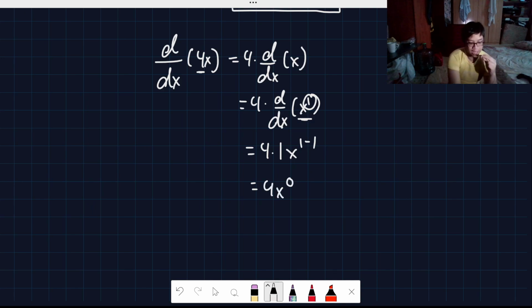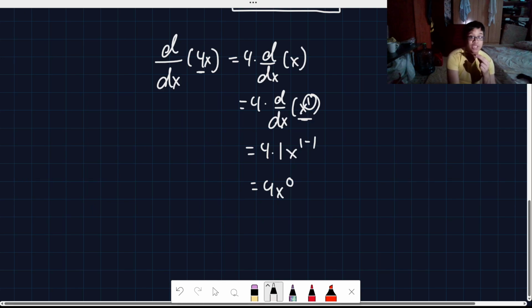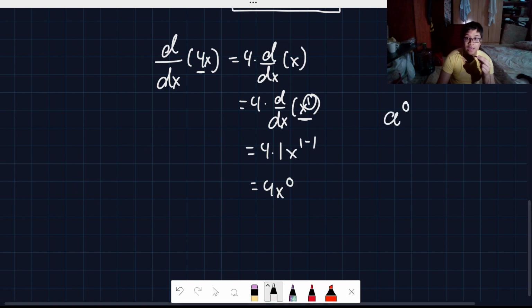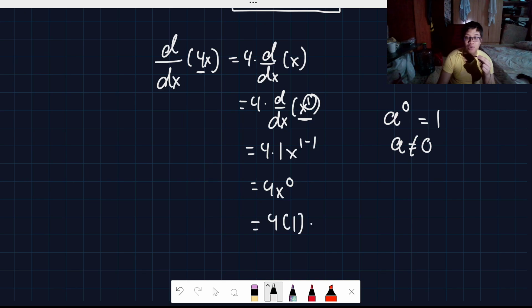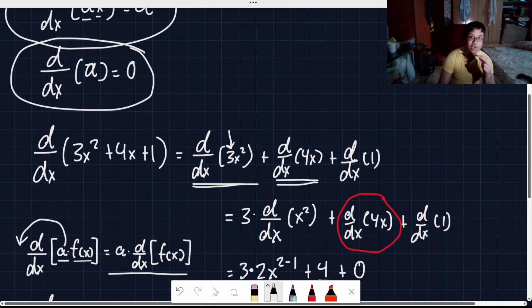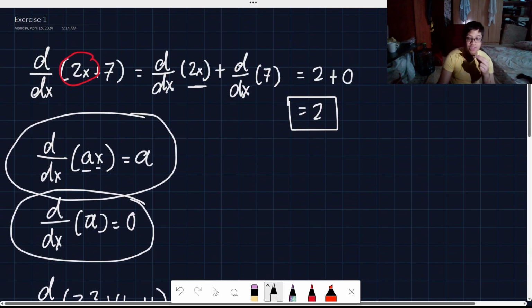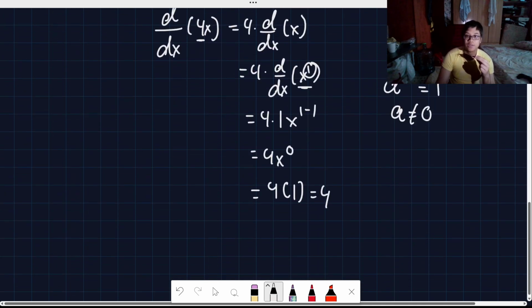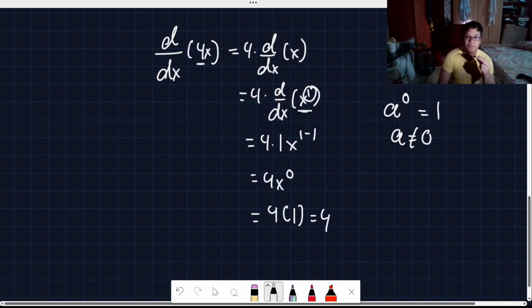And recall that anything raised to 0, except 0, is 1. Anything raised to 0, where a is not 0, is equal to 1. So that means this is the same as 4 times 1. So you will have 4. Hence, you have this one as your answer. And you can do the same thing here for the 2x. So yes, that's basically it.